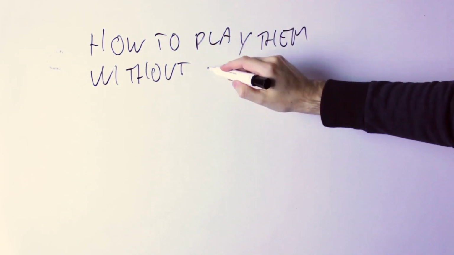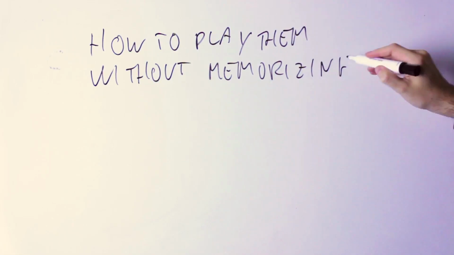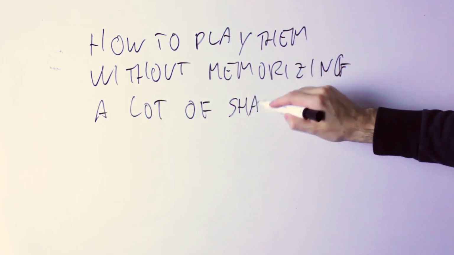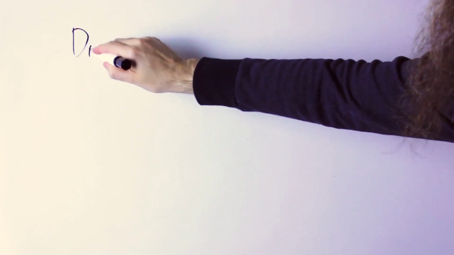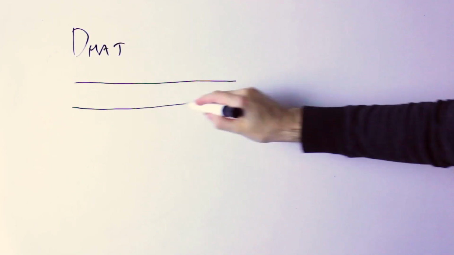Well, one solution is to memorize all the shapes, but there is an easier solution that allows you to write your own chords and makes it a bit easier to memorize too. Let's make an example. Let's play a D major in first position.